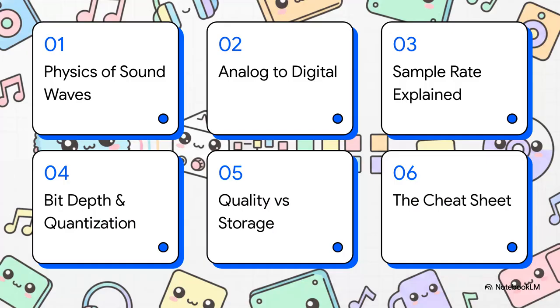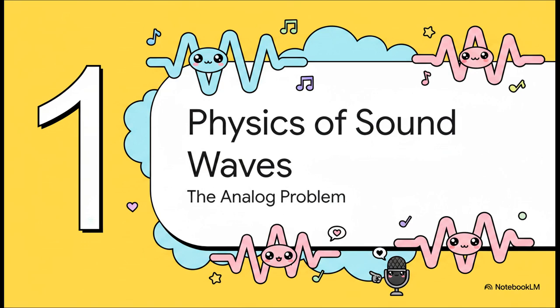Here's our study roadmap for today. We're going to hit the physics of sound waves, analog to digital conversion, sample rate, bit depth, and quantization, the trade-offs between quality and storage, and wrap it all up with your ultimate cheat sheet. All right, let's dive right into part one, the physics of sound waves, and what we call the analog problem.